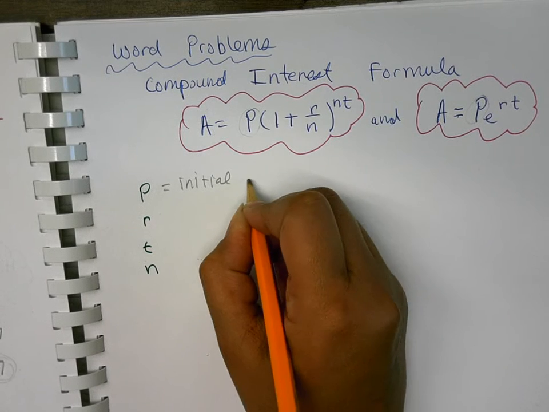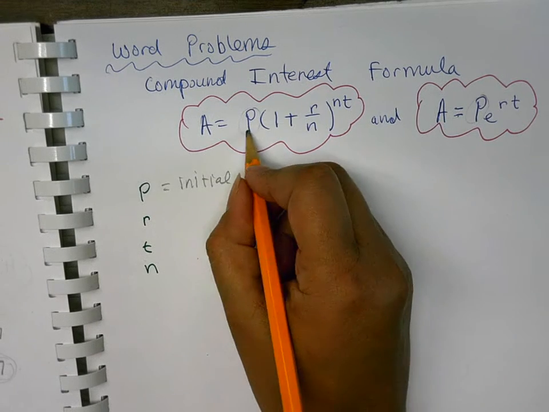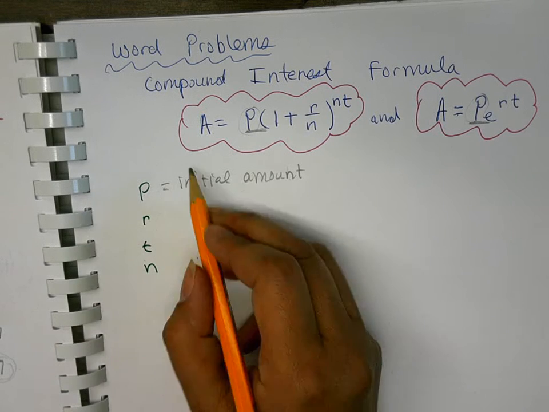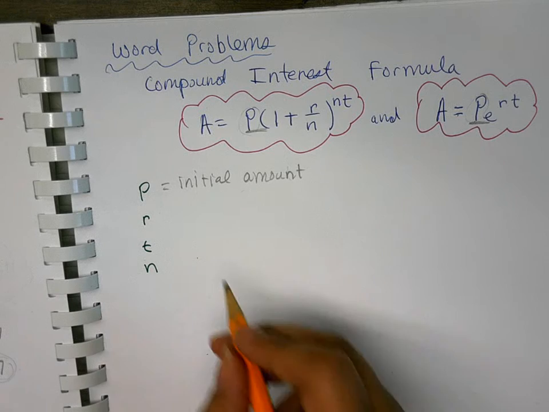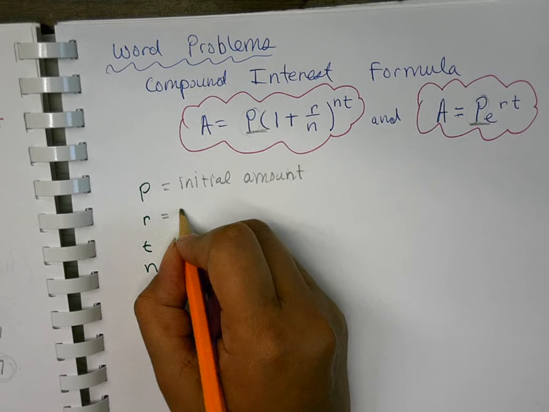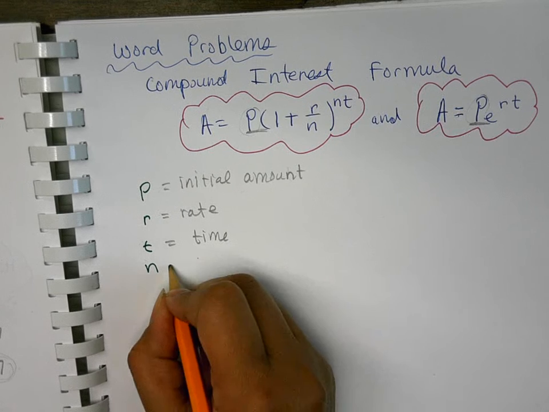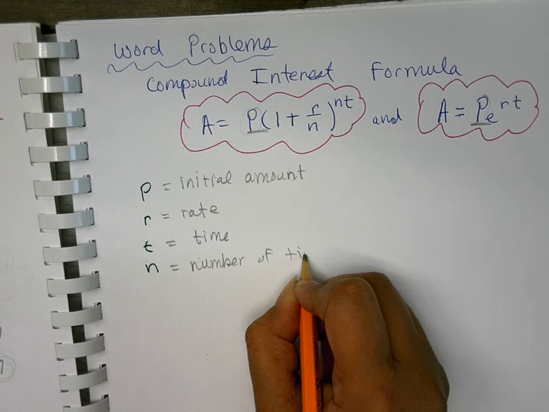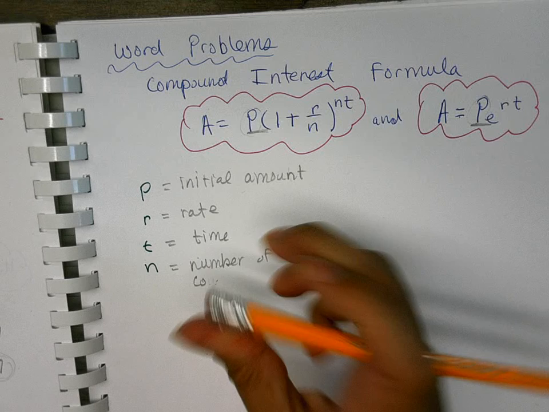And it's not always A naught. For example, here it's P. Whatever's being multiplied on the other side of the A, whatever your letter is, it's your starting money, the amount you take to the bank. R is the rate. T is time. And N is the number of times compounded.